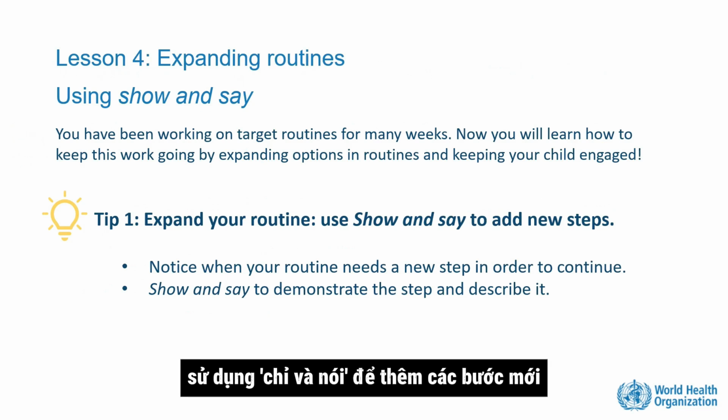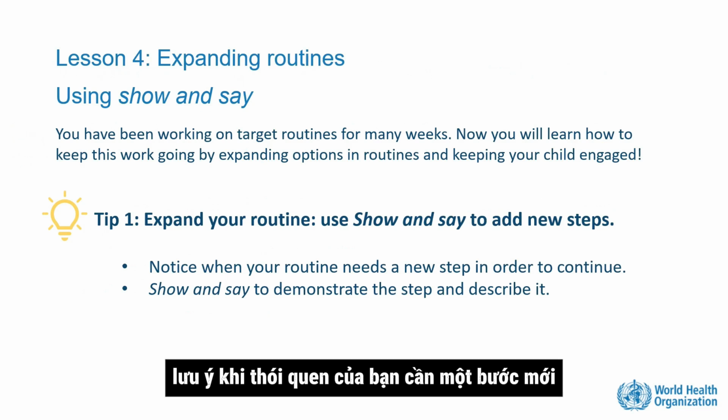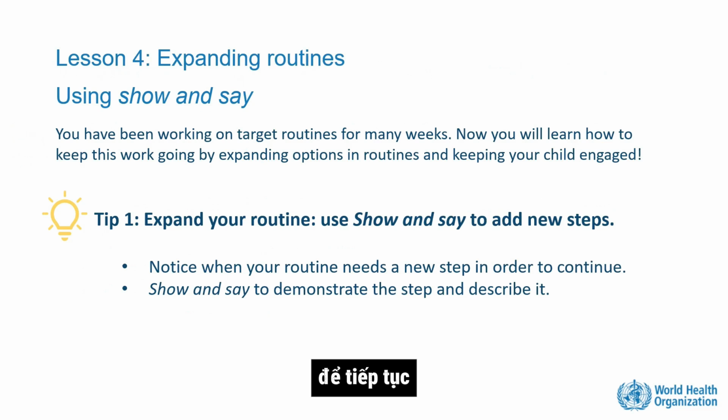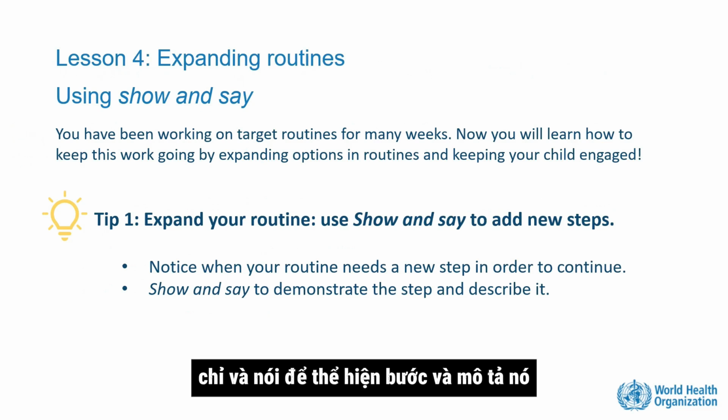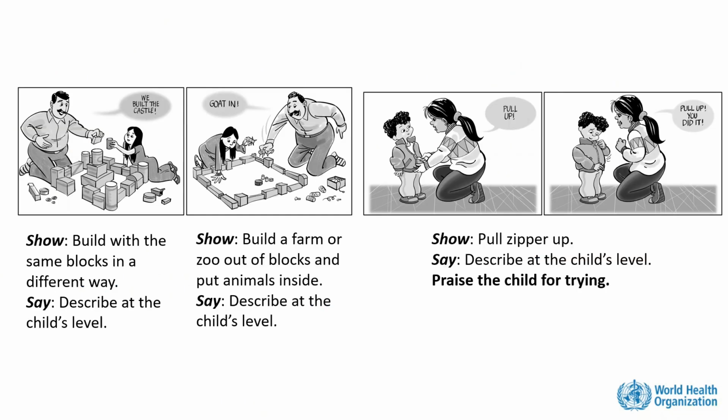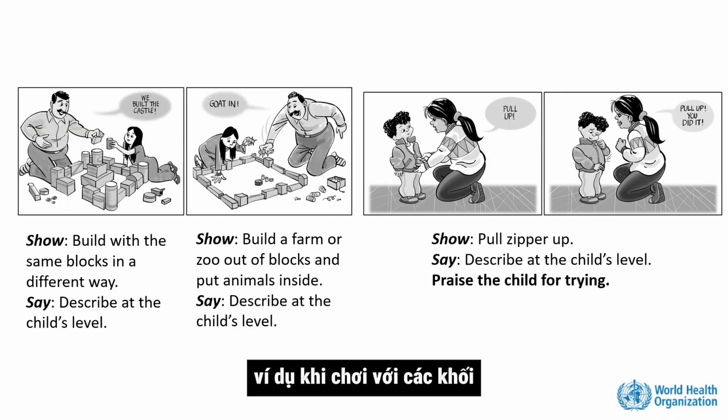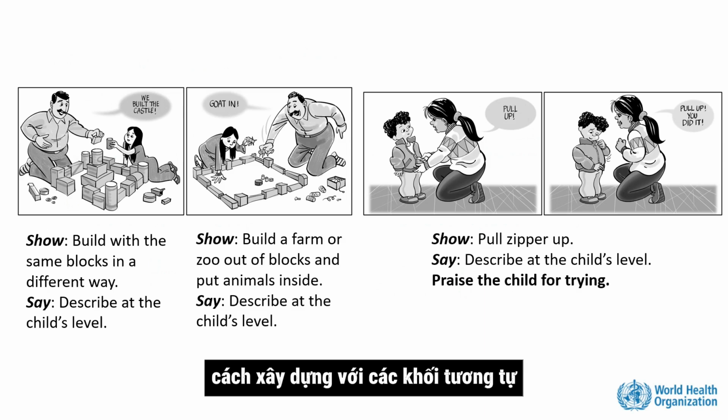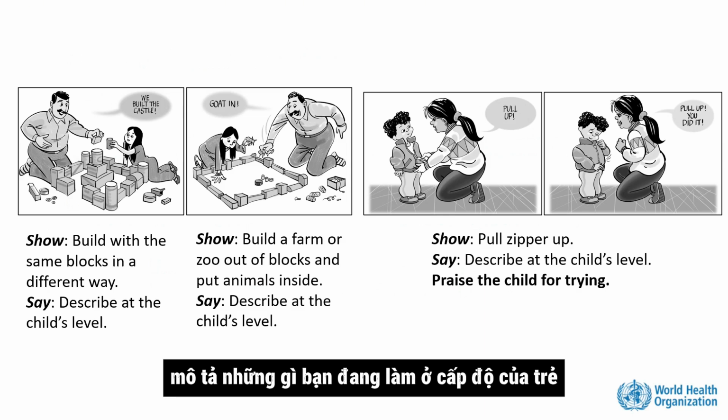Use show and say to add new steps. Notice when your routine needs a new step in order to continue. Show and say to demonstrate the step and describe it. For example, when playing with blocks, you can show your child how to build with the same blocks in a different way, and you can say, that is, describe what you are doing at the child's level.